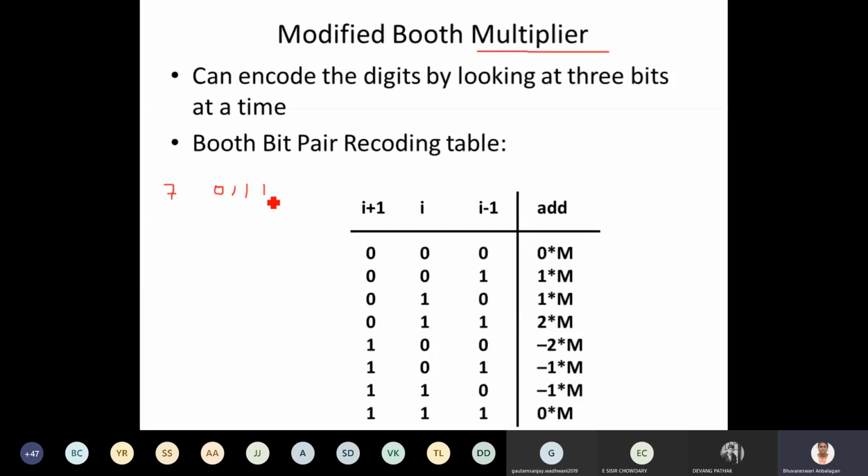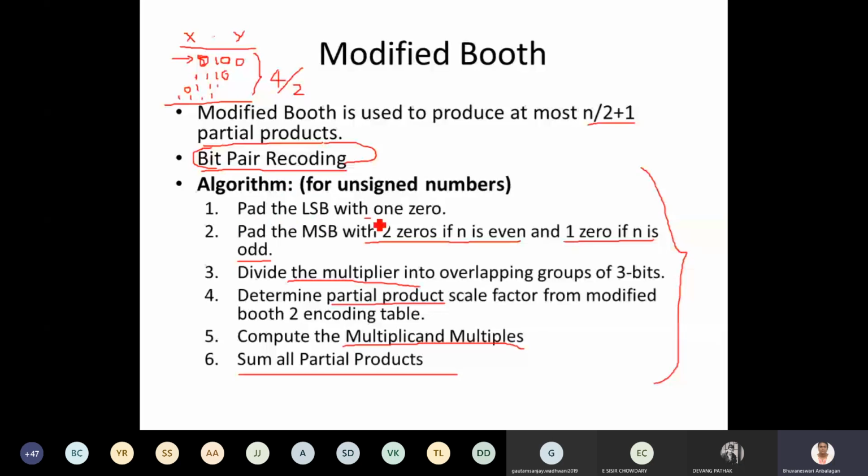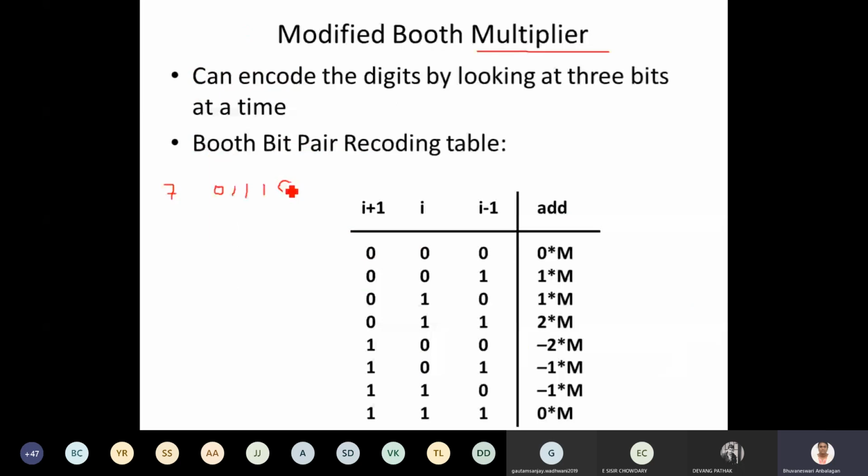So what I am going to do is add a 0. That is the first point: you have to pad the least significant bit with a 0. I am going to put this extra 0 here. Then I can encode the digits by looking at 3 bits at a time. So 3 bits from right to left, you just look at your bits: 1, 2, 3. Three bits I will consider. For these 3 bits, how am I going to recode it?